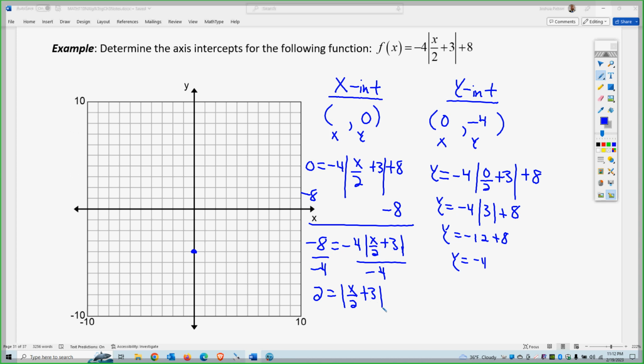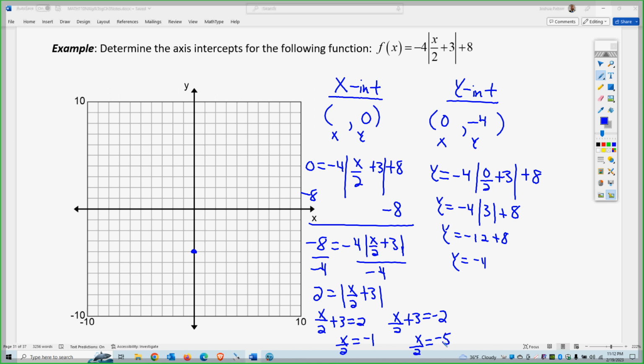Adding and subtracting, multiplying, dividing, then exponents and radicals come next, but I don't have any. So the last step is the grouping symbols, which is the absolute value. So you have x over 2 plus 3 equals 2, and I have x over 2 plus 3 equals negative 2. Because when you solve for an absolute value, you get both answers. Two lines, two answers. All right, so I'm going to subtract 3 from both sides. So I'm going to get x over 2 equals minus 1, and x over 2 equals minus 5.